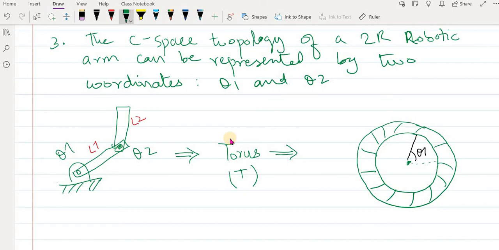And then you have angle 2, which is theta 2. Theta 2 is this angle measured on the surface of this tube here. So you can consider this as a round pipe, but this pipe is also in a circle. You can consider it as a pipe which is hollow from inside, and this pipe is in a circle. So the surface of this pipe is represented by theta 2, and the location of any point on the surface is represented by theta 1.